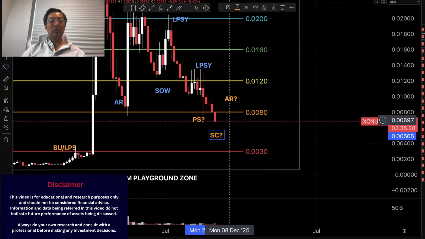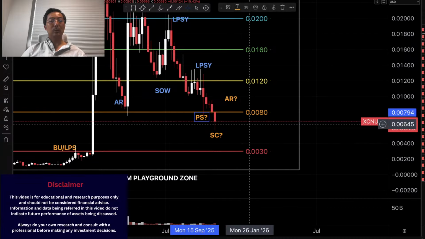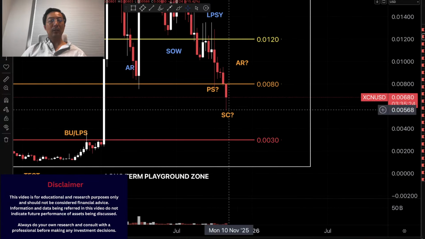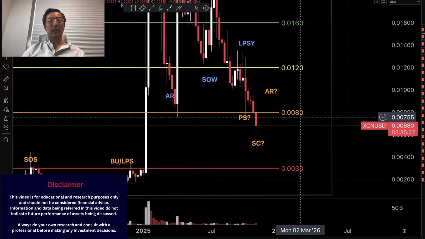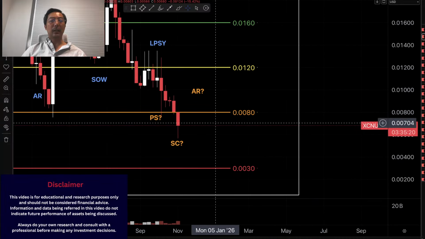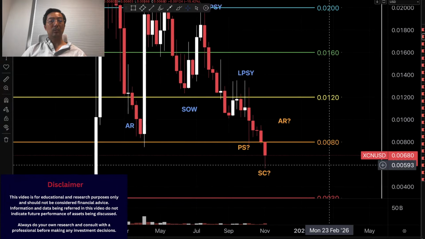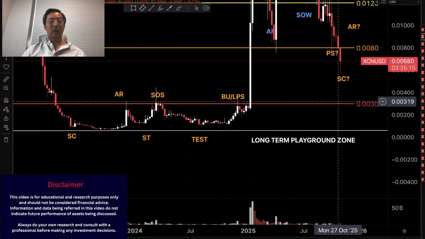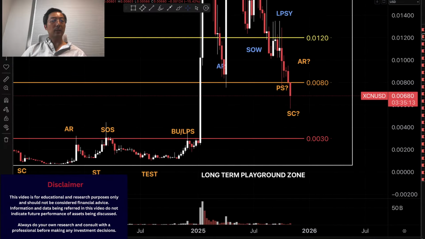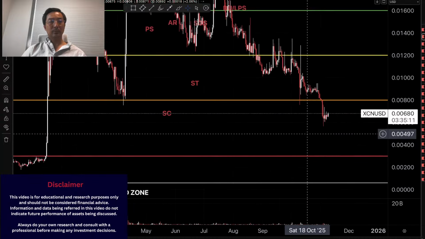So these are the stages. One, we're potentially going through. The other two are what we expect to happen next if we have already entered the accumulation cycle, which looks like we are. Let's go to the daily chart and see deeply what's going on.